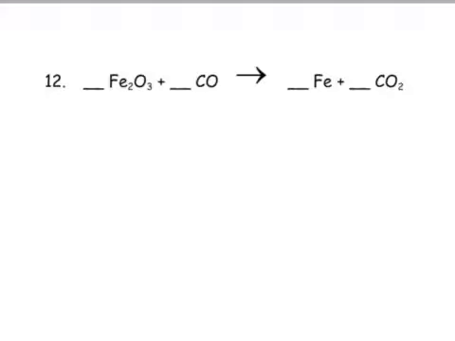Okay, let's do our atom inventory. On this side there are 2 irons, there are a total of 4 oxygens, and there is 1 carbon. On the product side, you'll notice there is 1 iron, there are 2 oxygens, and 1 carbon. I'm going to go ahead and leave iron alone for now.